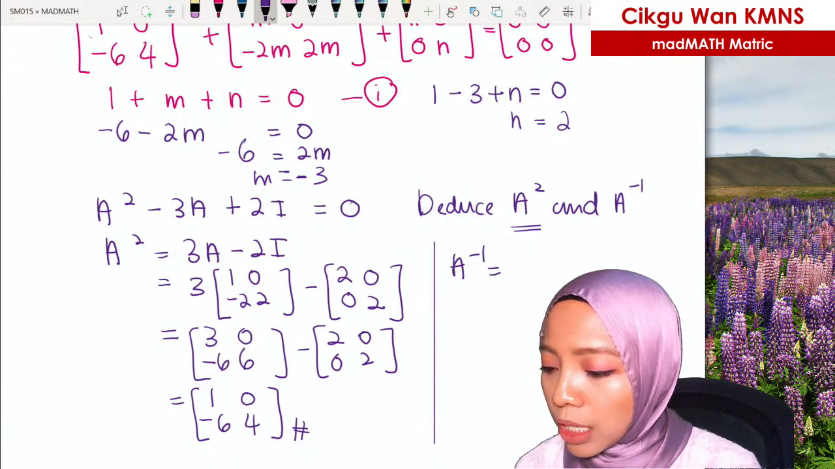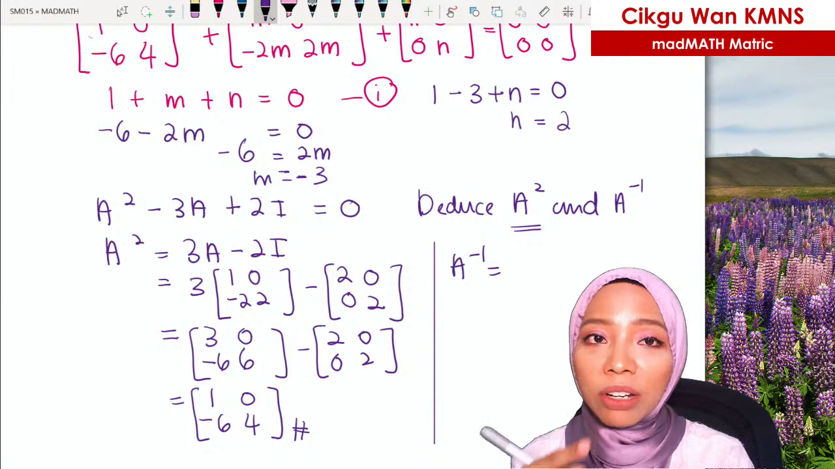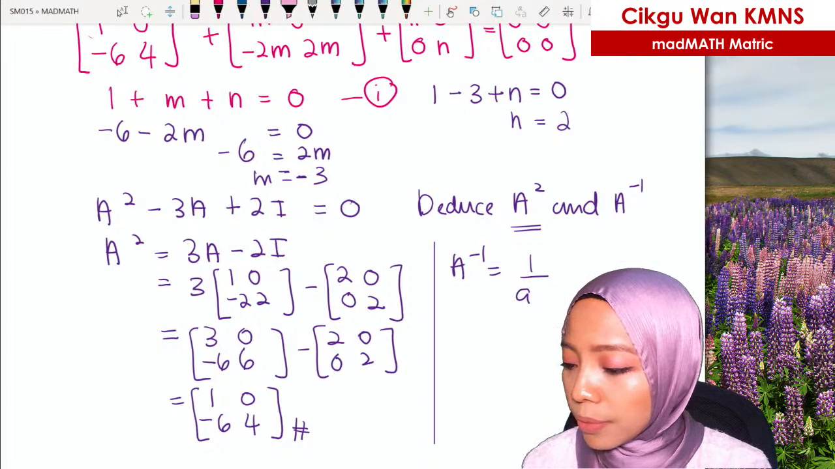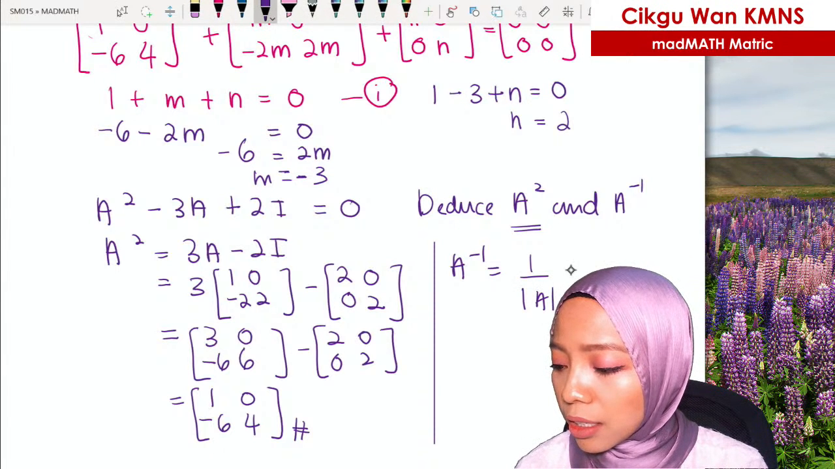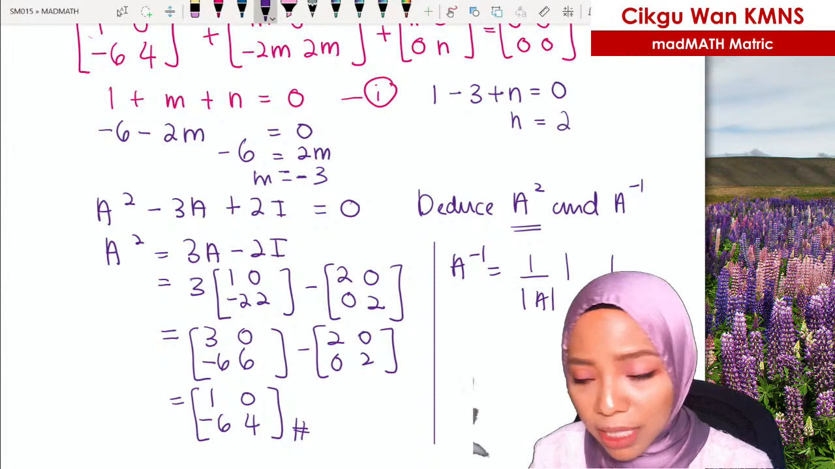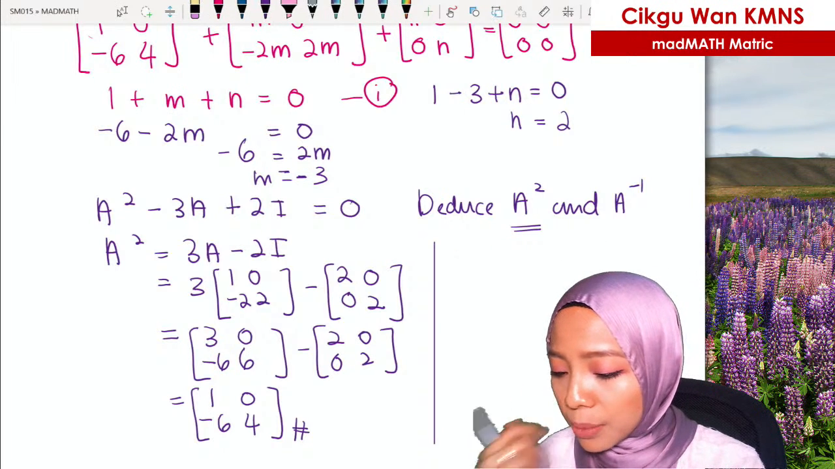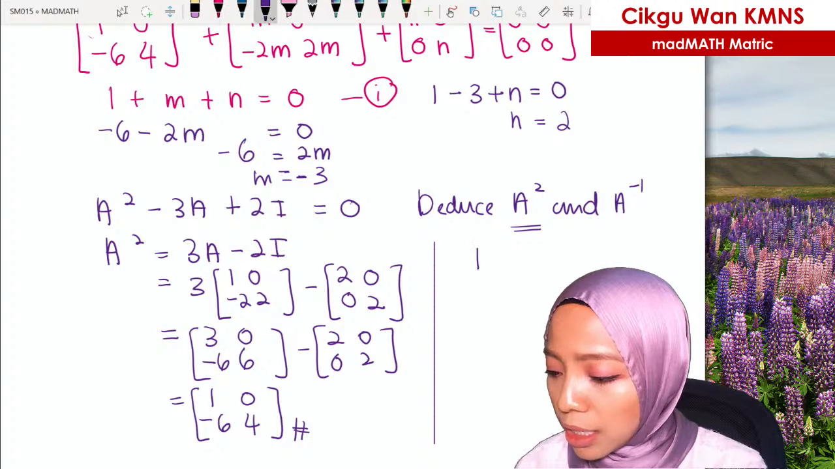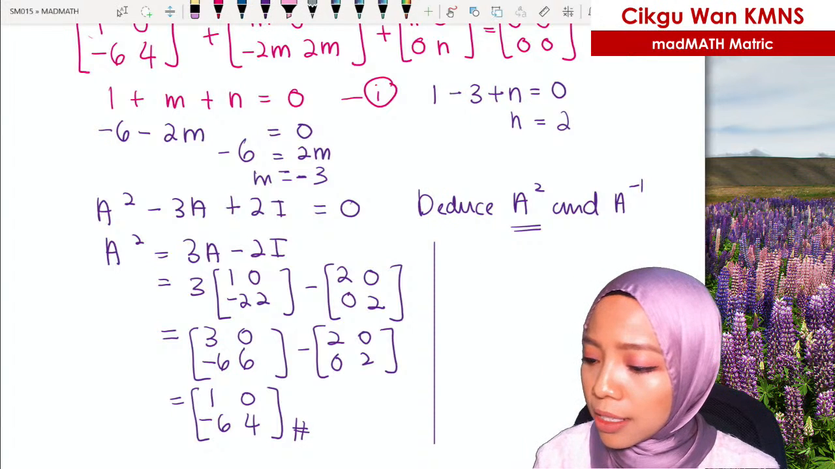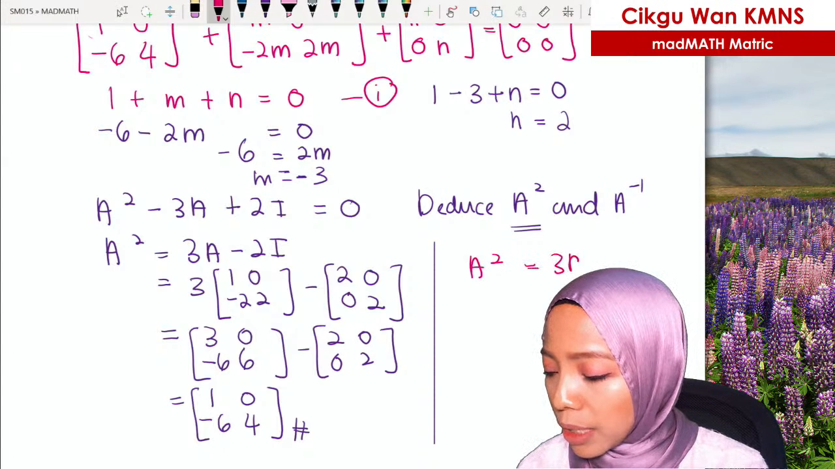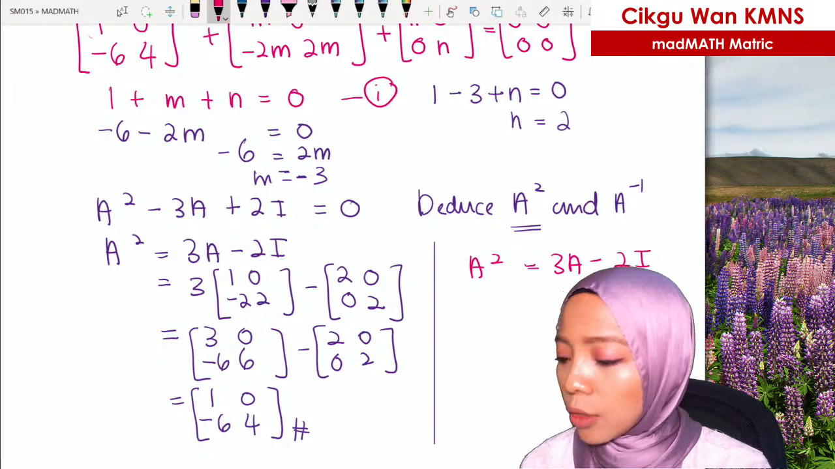A inverse. Okay, so find the A inverse. Bukan cari A inverse menggunakan AD determinant A, yang macam biasa kita buat tu tak boleh. Mesti menggunakan persamaan tadi, di mana A square, okay, I use different colours now, A square 3A minus 2I.